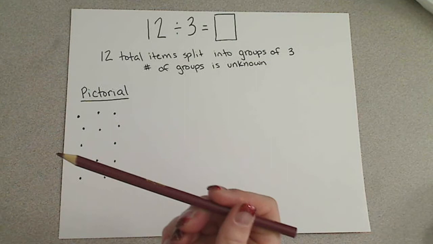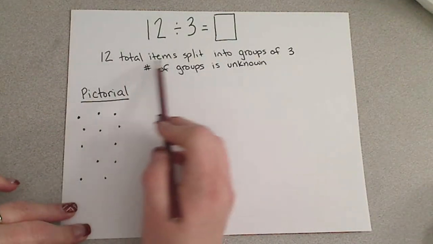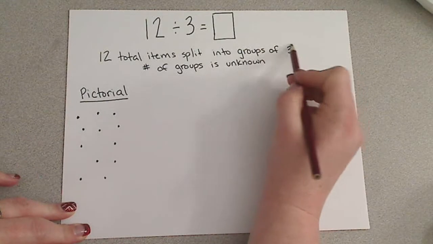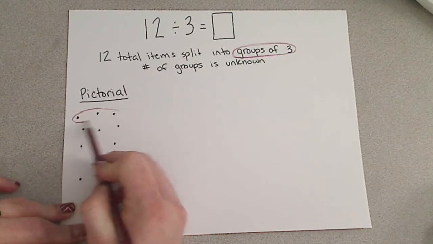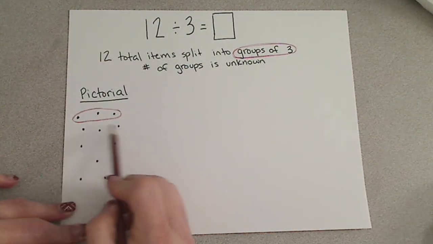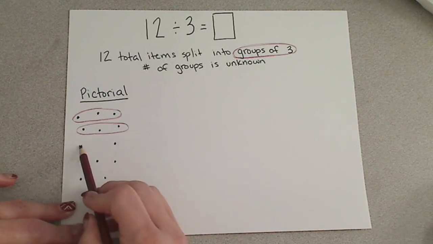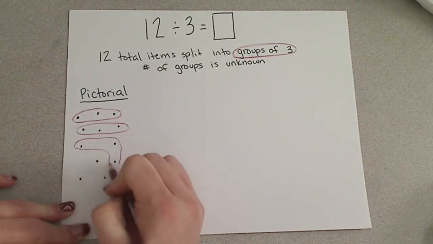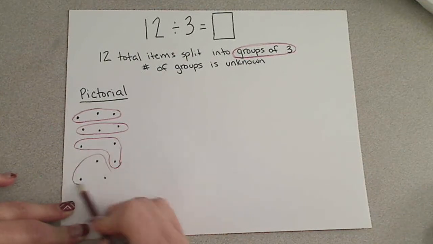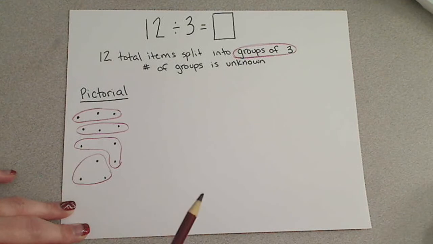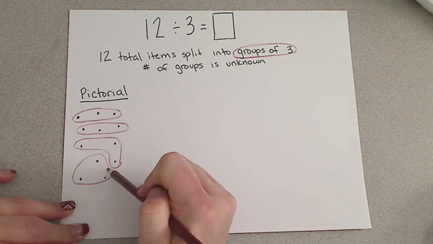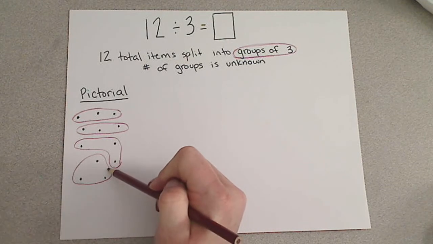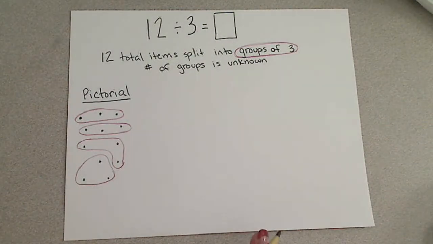So I'm just going to grab a different colored matte pencil. And again, 12 total items split into groups of 3. This is going to be the big part that they need to understand. So I'm going to count 1, 2, 3, and I'm going to circle that. There's one group. 1, 2, 3. There's my second group. 1, 2, 3. I can guarantee you they're going to do a group like that. And then 1, 2, 3. It is okay if the groups look odd, as long as they understand that they have 4 groups from that pictorial. It doesn't matter what the shape of the groups look like, just the number of them.